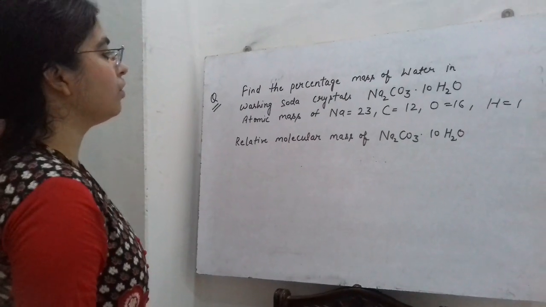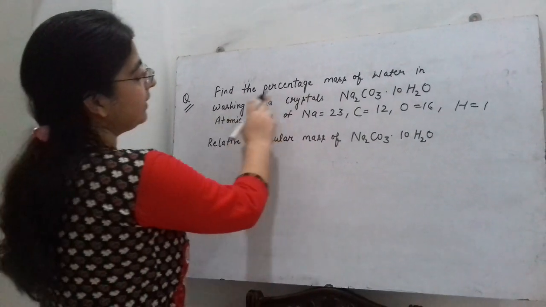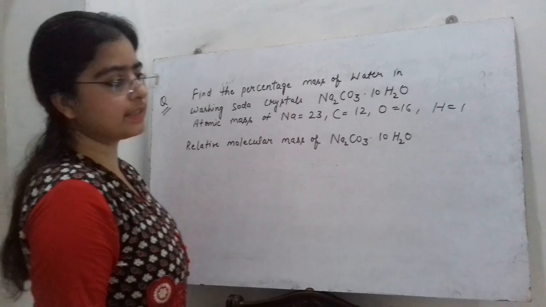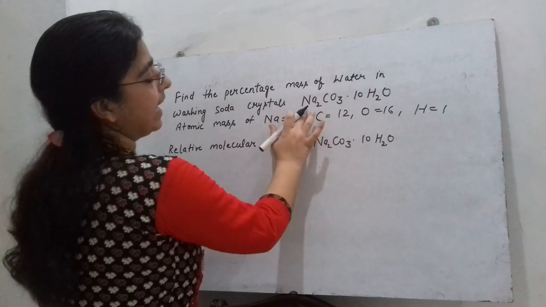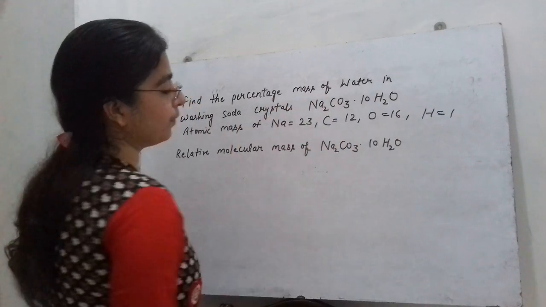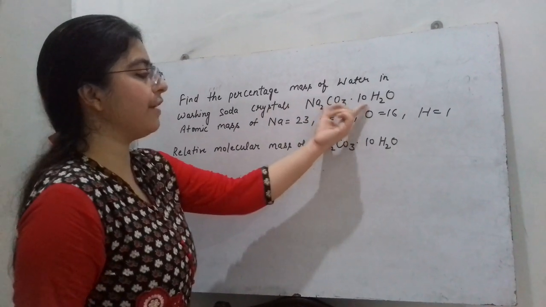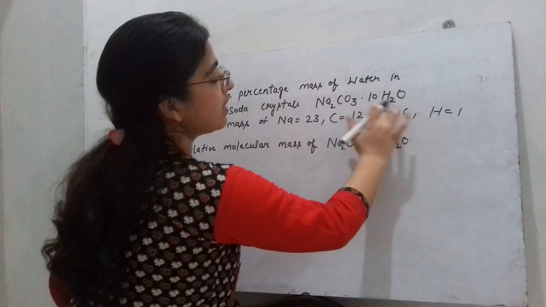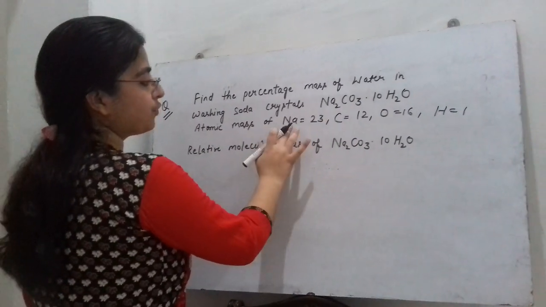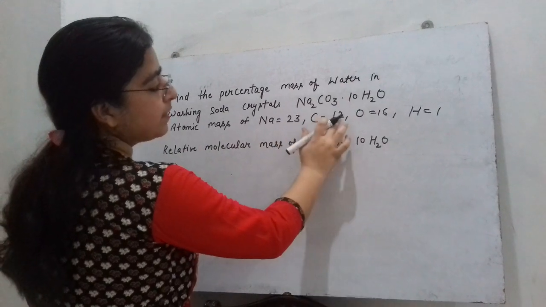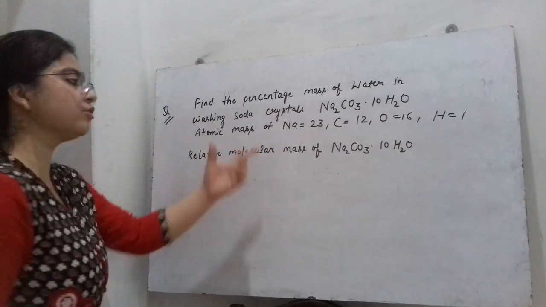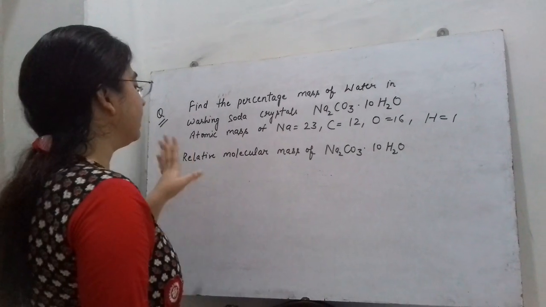So let's take one more question. Find the percentage mass of water in washing soda crystals. Its formula is Na2CO3.10H2O. Now in this compound we have to calculate the percentage mass of water. Atomic mass of sodium is 23, carbon 12, oxygen 16 and hydrogen 1. It is already given in the question.